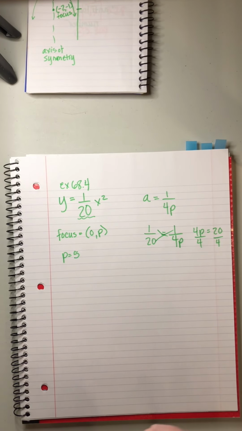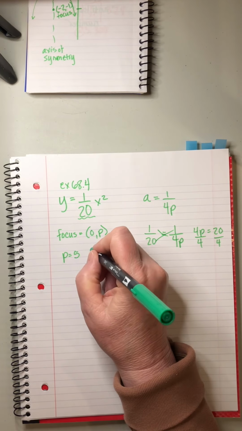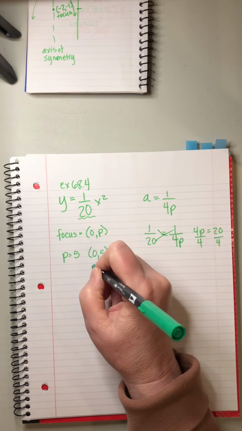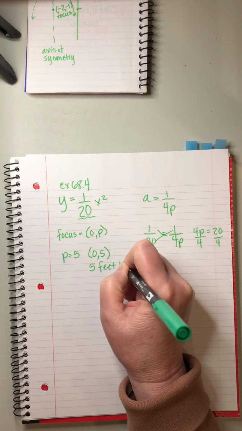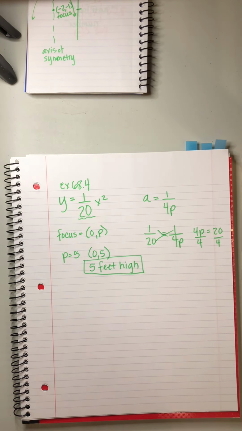Now let's stop and see what John is asking. He says, how far from the vertex should the receiver be placed if it is to be at the focus? Well, the focus is at 0, 5, so that means we should place the receiver at 5, it should be 5 feet high. And guess what? That's the right answer. That's not that bad, is it? That's kind of fun. That one was easy.